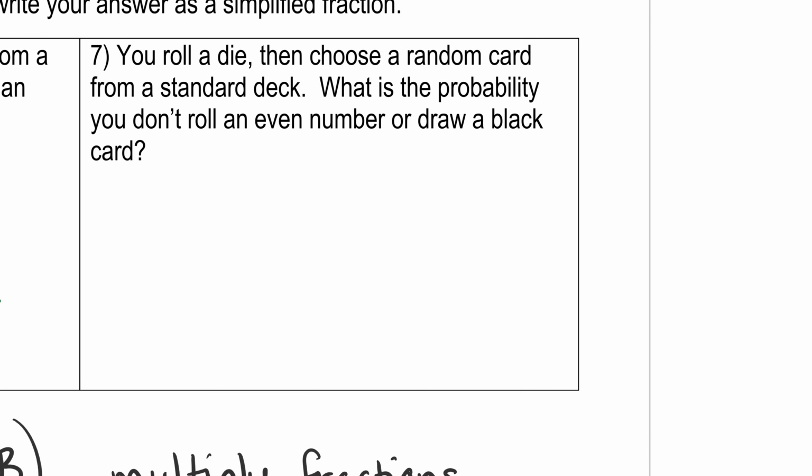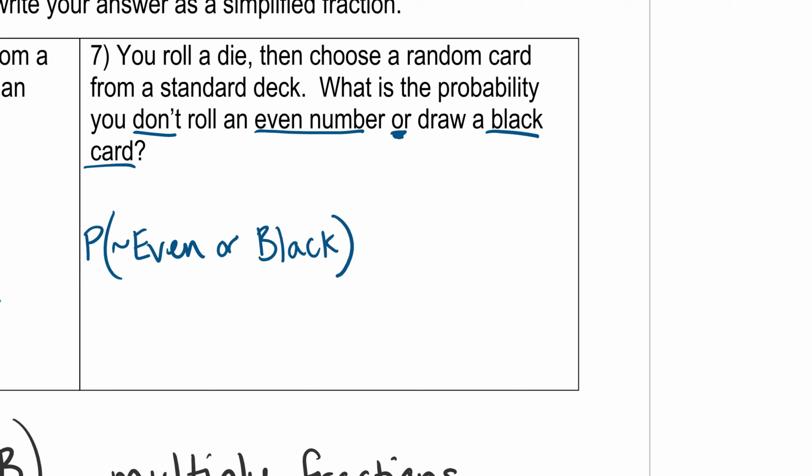Okay, 7. You roll a die, then choose a random card from a deck. What's the probability you don't roll an even number, or draw a black card? Okay, well, if I don't roll an even, then I'm rolling an odd, okay? So I have P of not even, or draw a black card. Okay, so not even, well, if I'm not even, I'm odd.